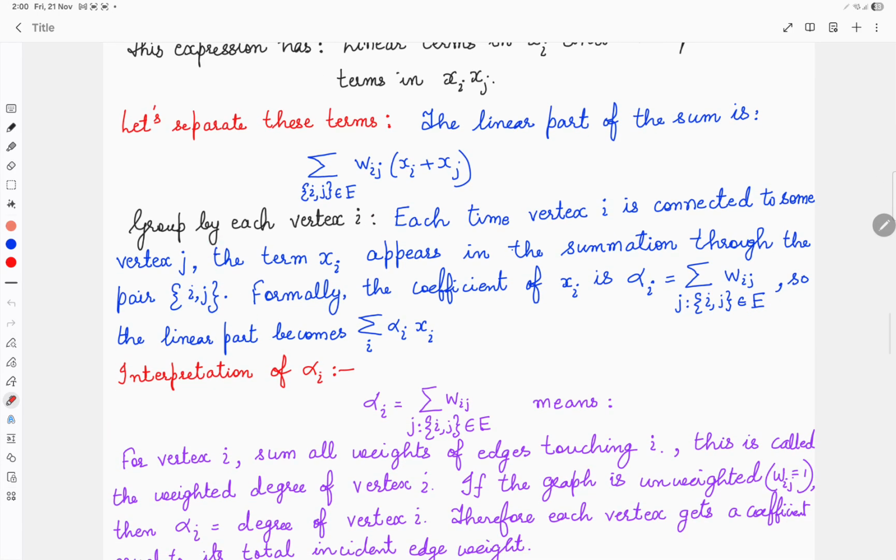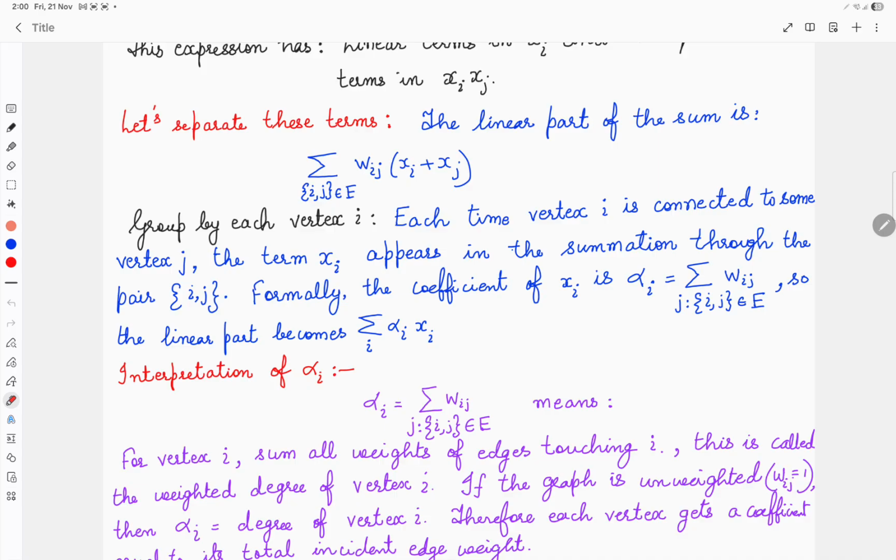So we group by each vertex i. Each time vertex i is connected to some vertex j, the term xi appears in the summation through the pair {i, j}, right? Formally the coefficient of xi is alpha i. So alpha i is the coefficient of this xi term, which is basically this summation of wij. So the linear part becomes alpha i xi.